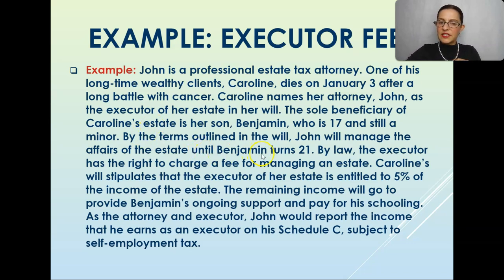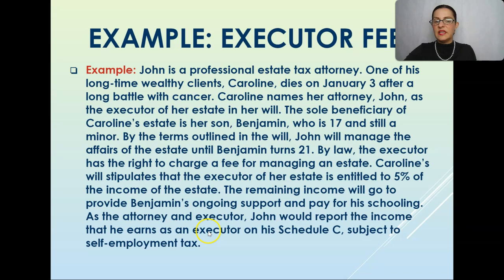By the terms outlined in the will, John will manage the affairs of the estate until Benjamin turns 21. So John is the attorney, okay? And he's going to manage the affairs of the estate until Benjamin turns 21. By law, the executor has a right to charge a fee for managing an estate. Caroline's will stipulates that the executor of her estate is entitled to 5% of the income of the estate. The remaining income will go to provide Benjamin's ongoing support and pay for his schooling.